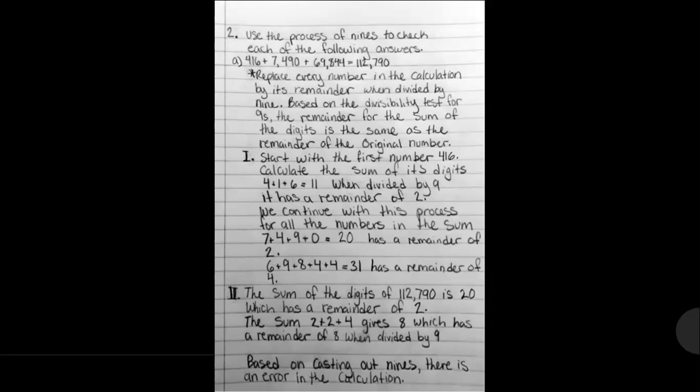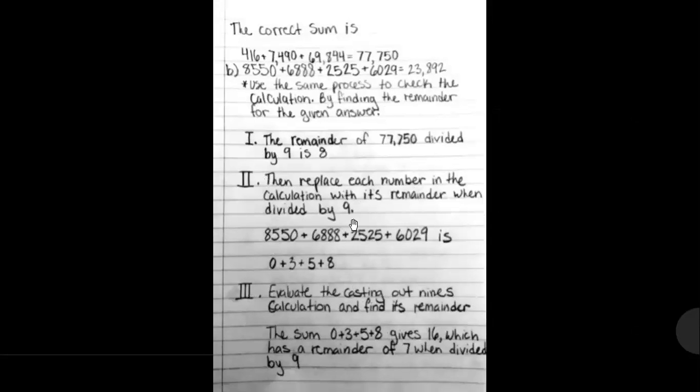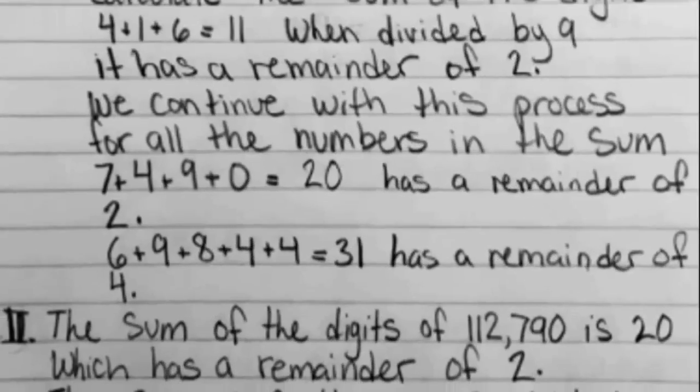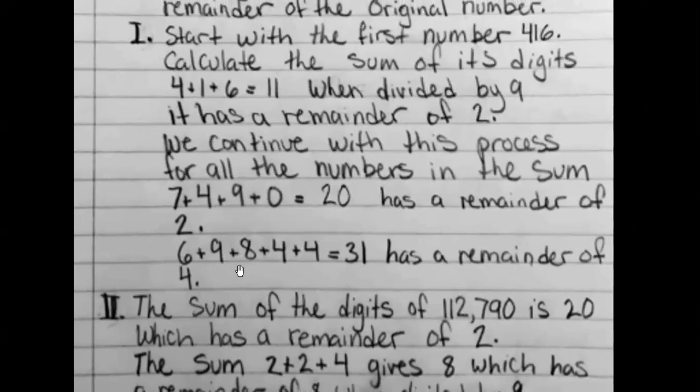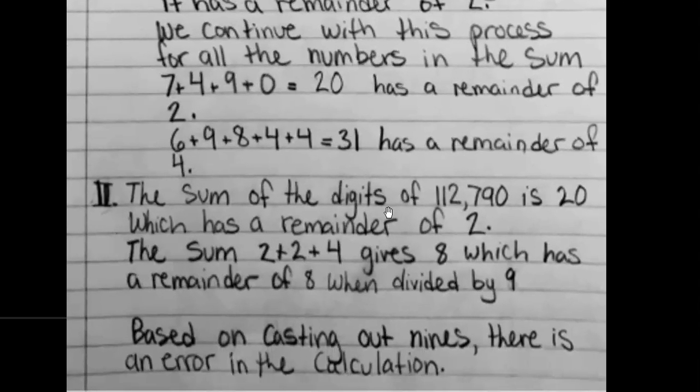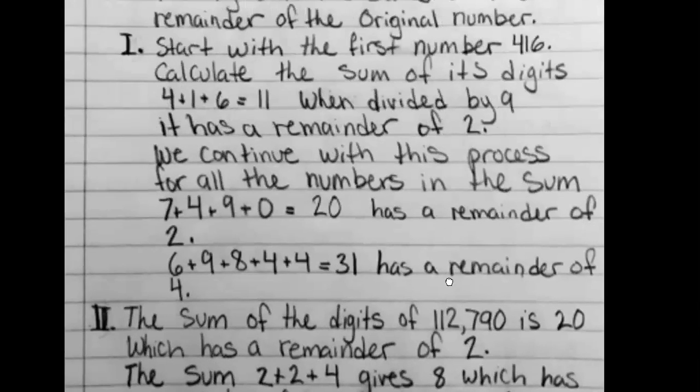And that number right here, the sum is 31. When divided by 9, it has a remainder of 4. Therefore, the next thing we do is find the sum of the digits of the answer, which we saw up at the top.